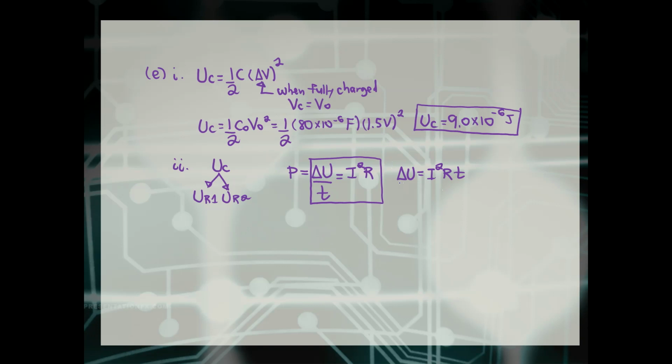Now, what I want you to look at is the variation between delta U and R. We can look at this equation at one instant in time where the current is constant and the time is constant. We would then have delta U directly proportional to capital R, which means the higher the resistance, the more energy you're going to dissipate in that resistor. So to figure out the amount of energy dissipated in resistor number 1, we'll call that delta U R1.